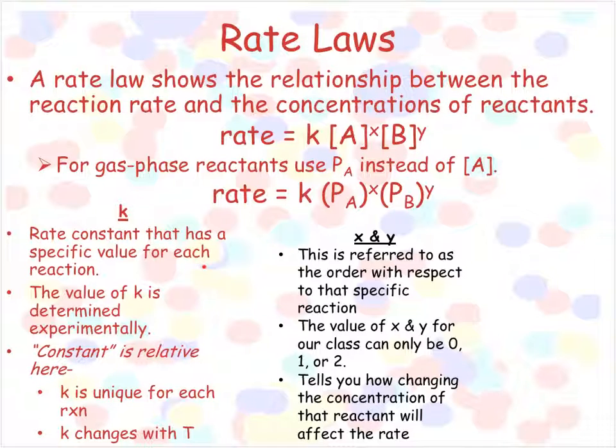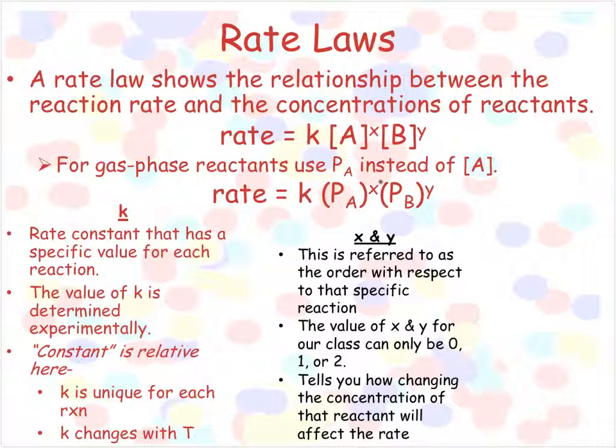All right, so K. What is K? K is called the rate constant. It has a specific value for each reaction. The actual quantitative number associated with K can only be determined experimentally. Now, understand that when we call K the rate constant, constant is kind of a relative term because K is unique for every reaction at a specific temperature. So if you change the reaction or if you change the temperature of the reaction, you just changed your value for K.